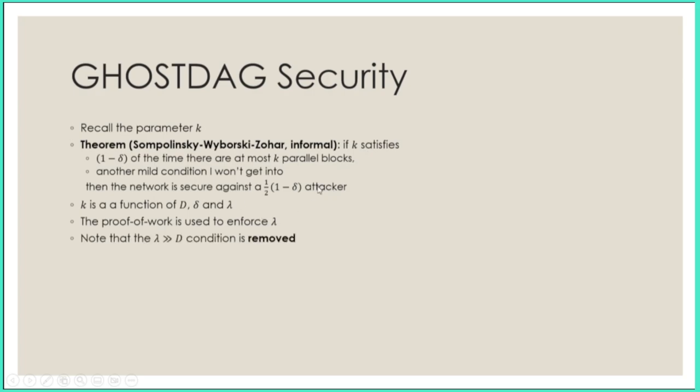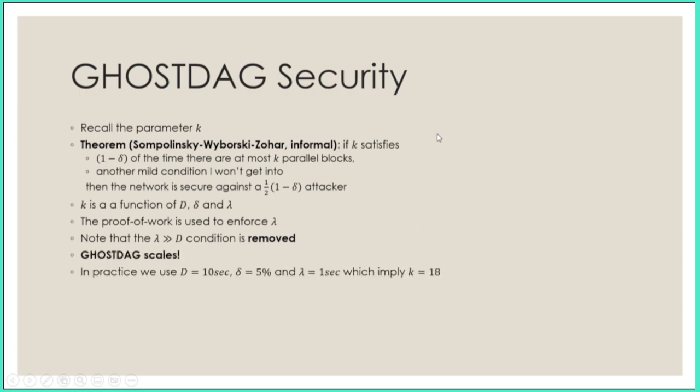And now the thing of note here is that nowhere in this theorem did I have to require anything about the relation between lambda and D. This protocol decouples them. It could be secure even when lambda is smaller than D. In fact, lambda and D can do whatever they want. And as long as K is large enough, then there is no problem. This is the reason why Ghostdag scales where Bitcoin doesn't.